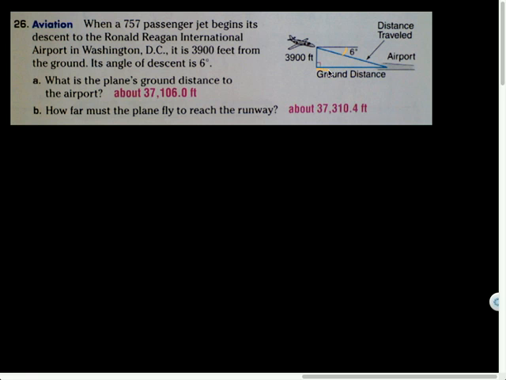Okay, so ground distance, they're specifically talking about this horizontal distance. They labeled that nicely for us. So the first thing I'd realize is 6 degrees is not the angle I'm looking for. What is the angle I'm looking for? It looks like these two angles would be complementary. They'd make a right angle, so 90 minus 6 is going to be 84 degrees.